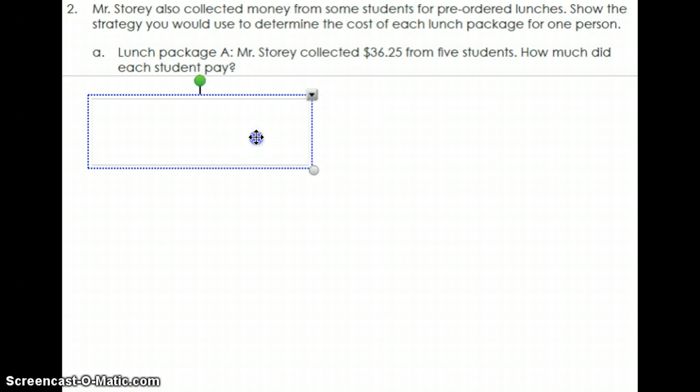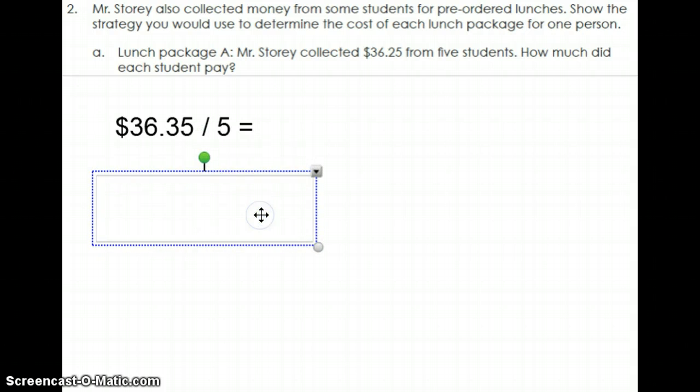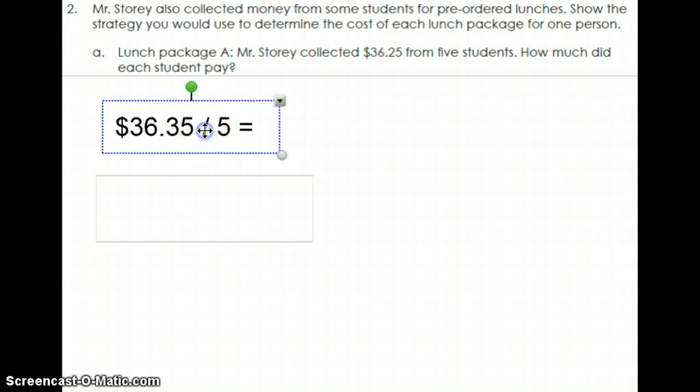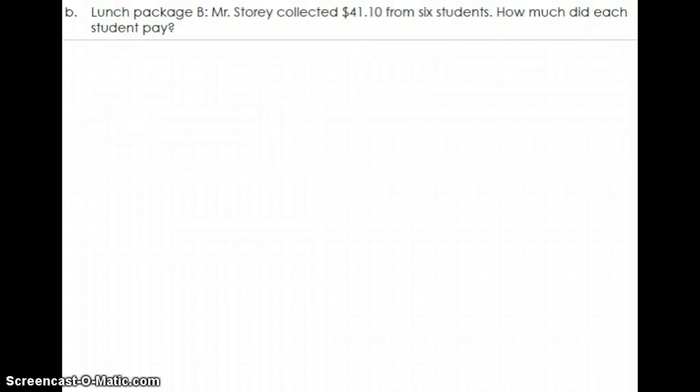So you will take the $36.25 and divide it by the 5 students to get your answer. This notation here is a divide symbol in computers. So $36.25 divided by the amount of students. Same for B, where he collected $41.10 from 6 students. You take the total amount he collected and divide it by the total amount of students.